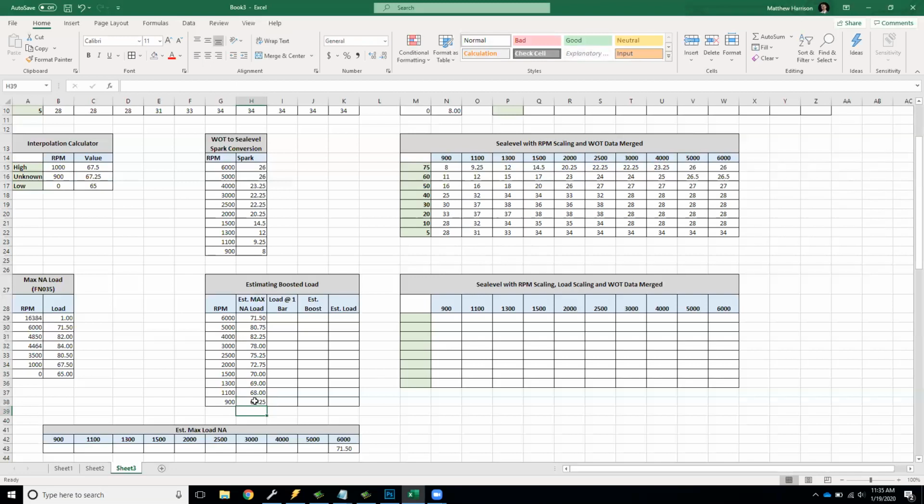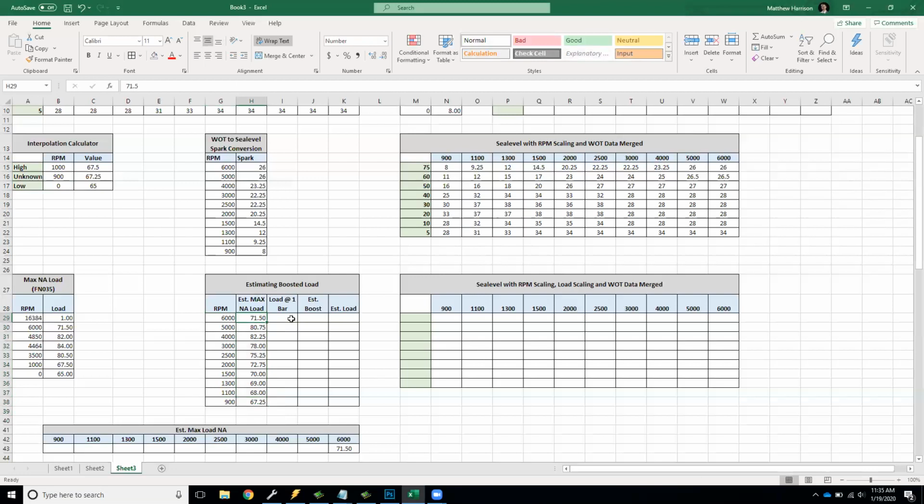Okay, so same calculator, just a different use: load instead of spark. But now we have a detailed map, a pretty close estimate of load at the exact RPMs that we're measuring in our spark table. So this was important.